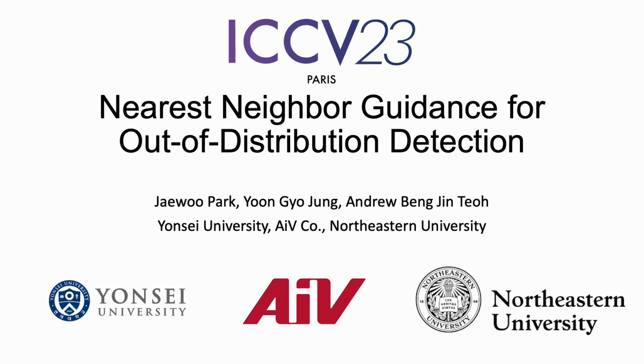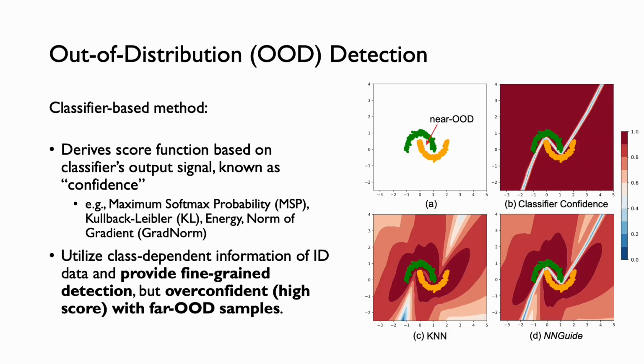This is the presentation for nearest neighbor guidance for out-of-distribution detection. OOD detection has classifier-based methods which derive a score function based on the classifier's output signal, known as the confidence. They utilize class-dependent information of ID data and provide fine-grained detection, but are often overconfident with far OOD samples, which you can see in Figure B.